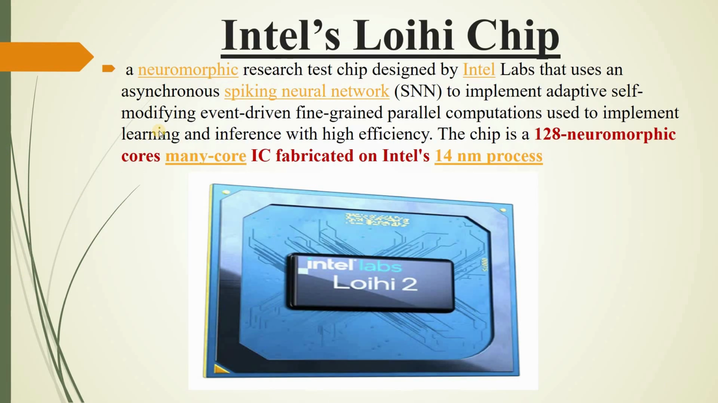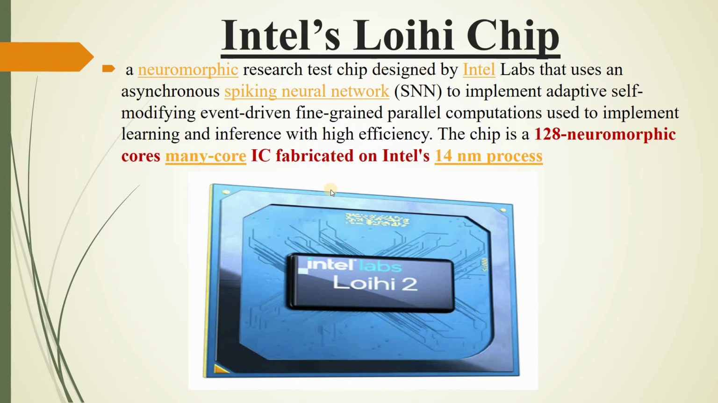The next neuromorphic research chip is Intel's Loihi chip. It is a neuromorphic research test chip designed by Intel. It uses an asynchronous spiking neural network to implement adaptive, self-modifying, event-driven, fine-grained parallel computations used to implement learning and inference with high efficiency.